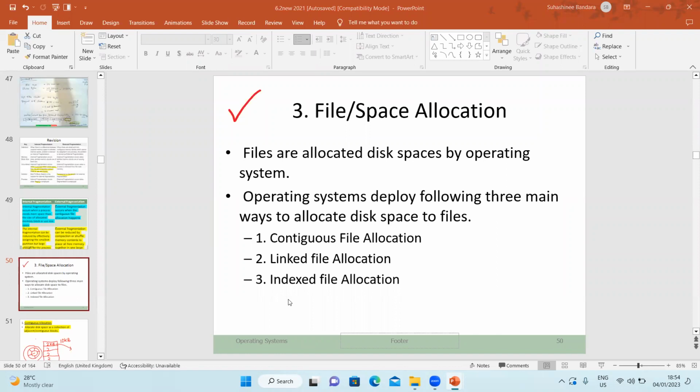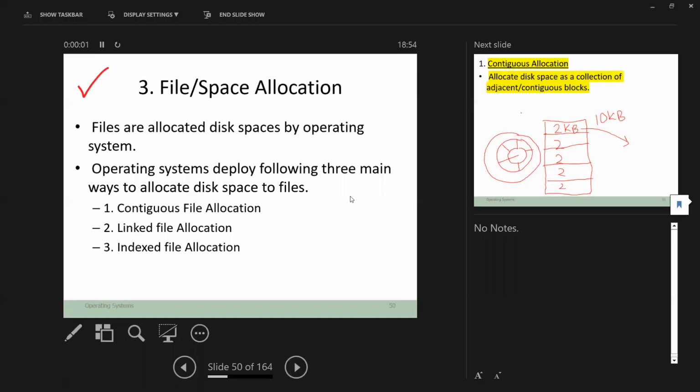So file space allocation. We are going to discuss how the file spaces are allocated in the hard disk or any storage media. Mainly this is about the hard disk. So files are allocated this space by operating system. Who is going to allocate the space? By the operating system. Normally hard disk space is going to be allocated by the operating system. So operating system deploys the following three main ways to allocate these spaces to files.